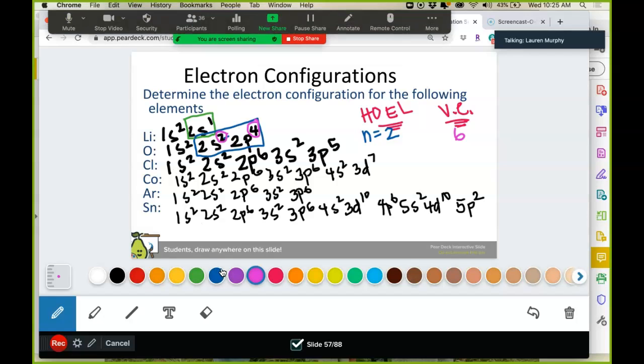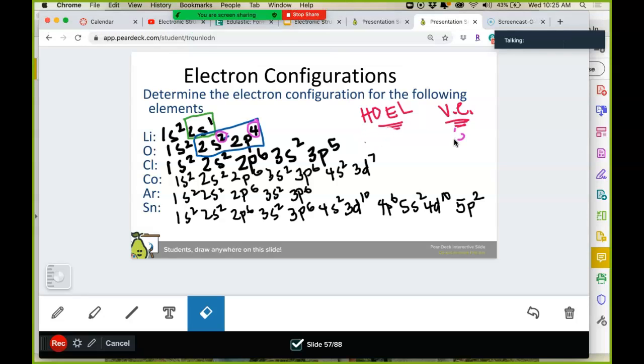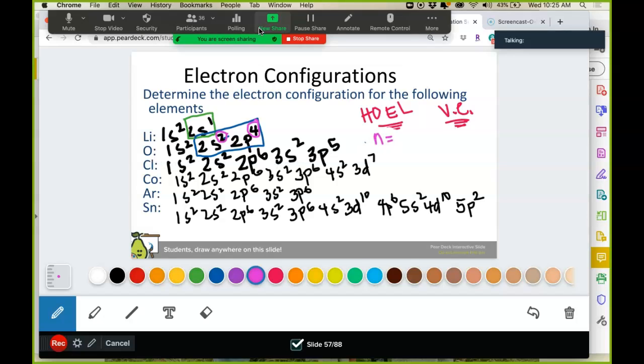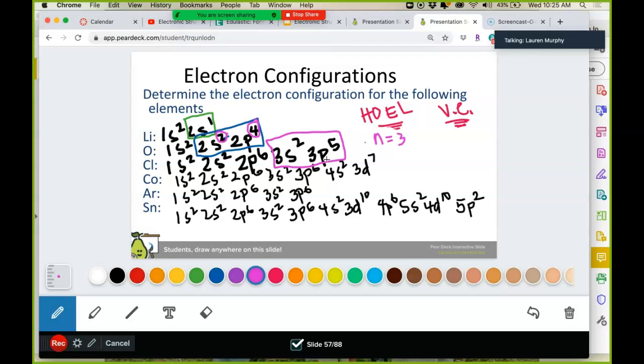Okay, chlorine. What's the highest occupied energy level for chlorine? N equals what? Anybody? 3. Your third energy level, which in the Bohr model would be the third ring. Okay, so N equals 3. So how many valence electrons are in there? 2 plus 5 is 7. We know all of our halogens have 7 valence electrons.